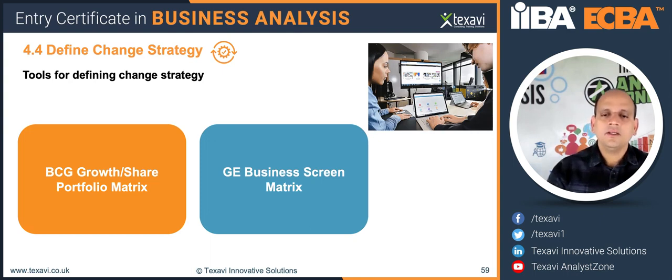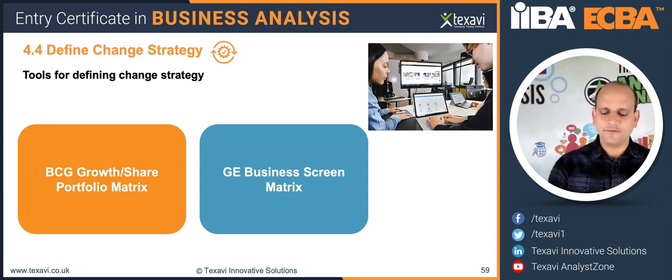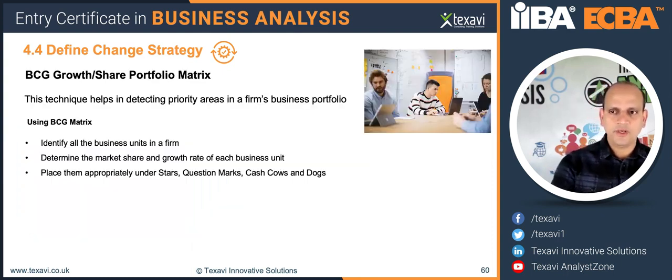And then the GE business screen matrix is also a similar tool. It would help you identify what is the most attractive market in terms of your product or service offering. So we will look into each of these in detail now.